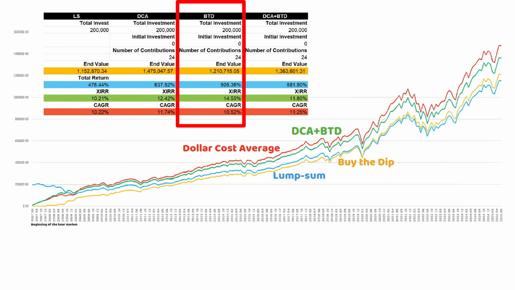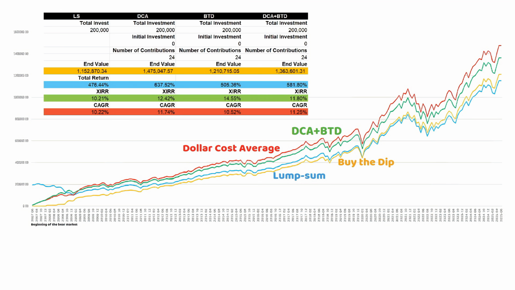The third strategy is to buy the dip, BTD. In this example, the specific BTD strategy we apply is starting June 2007. Whenever the market falls by 5% in a month, you invest $8,333. For every additional 5% drop, you invest another $8,333, continuing until the full $200,000 is invested.